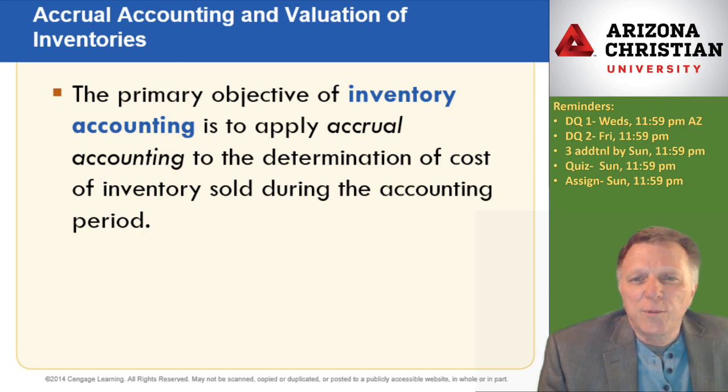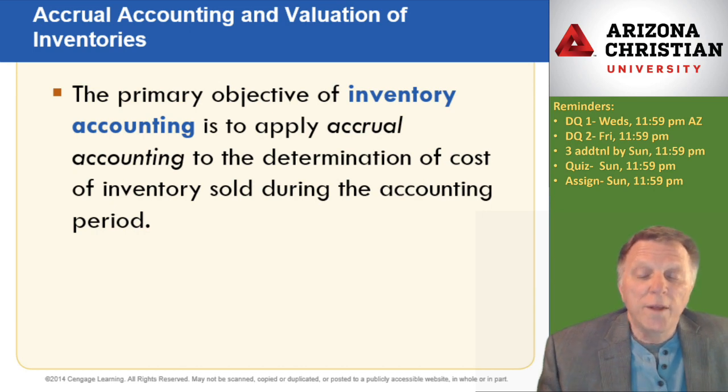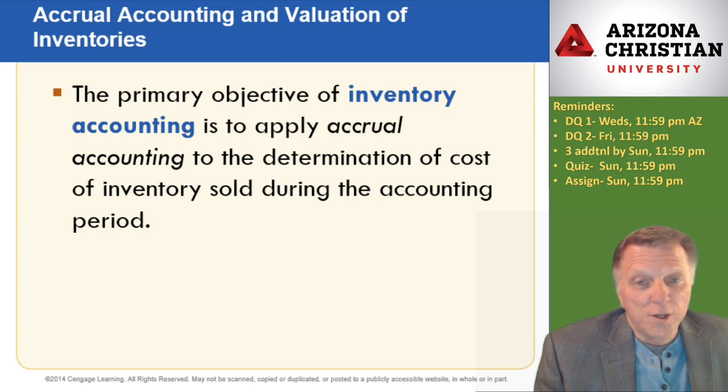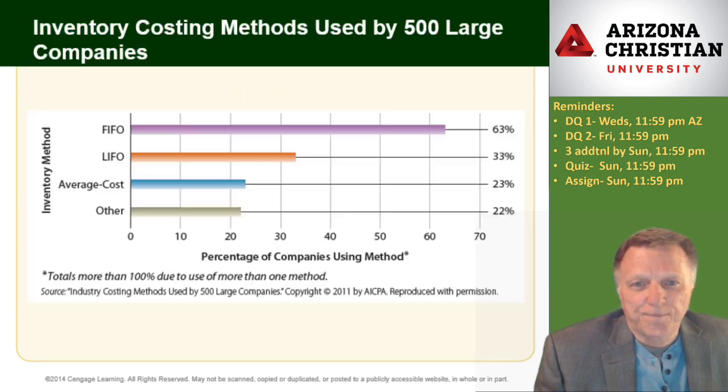Now, the primary objective of inventory accounting is to correctly account for its purchase, tracking, and sale within an accrual accounting system. With inventory, we have to recognize that the date of purchase and date of sale is likely different. So accrual accounting helps us figure that out. It's the best way for us to track cost and value.